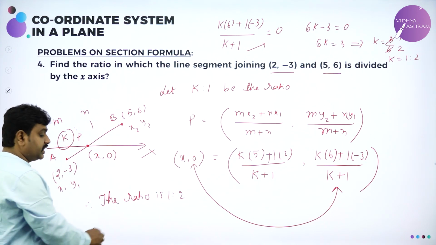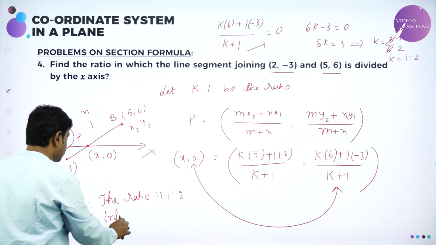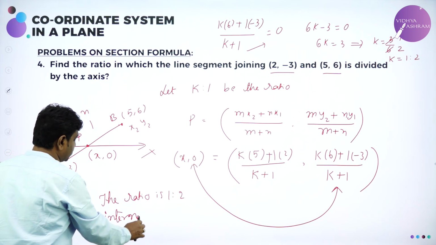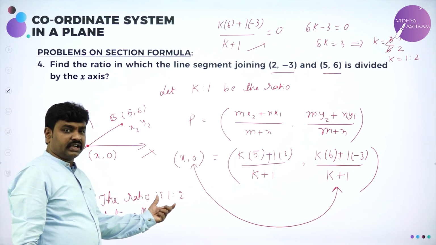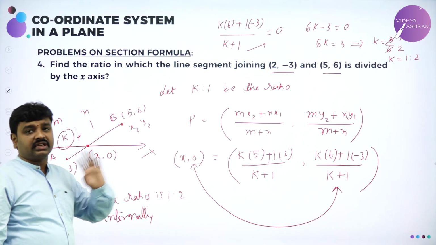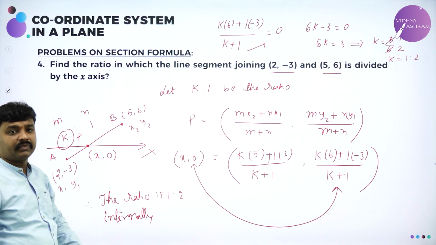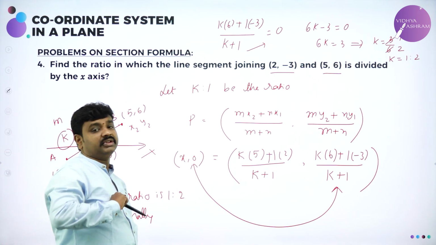1 is to 2 internally. The x-axis divides internally. Why? Because I got positive. Here if you get negative, then externally. This is a big process. But now I will teach you a shortcut to remember this.